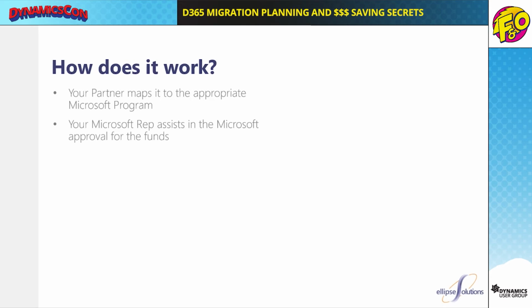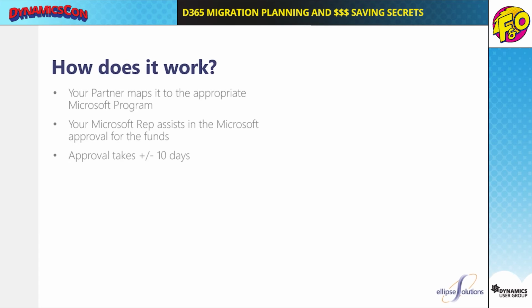And then the partner works with your Microsoft rep, and your Microsoft rep assists in the Microsoft approval for the funds, because at this point, Microsoft looks at what you're trying to do, looks at the licenses that are in play, and says, okay, we'll approve this. In most cases they'll approve the whole amount; in some cases, they'll approve a partial amount. We very rarely get turned down on this. I personally have never been turned down for any of my customers, and I've only had one where they only paid partial. The approval usually takes plus or minus 10 days.